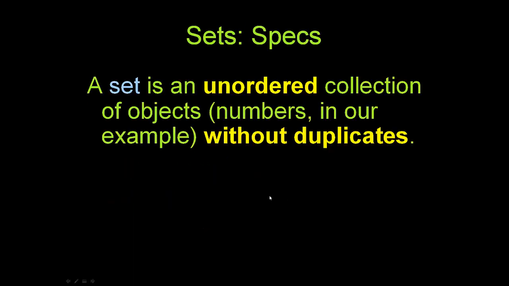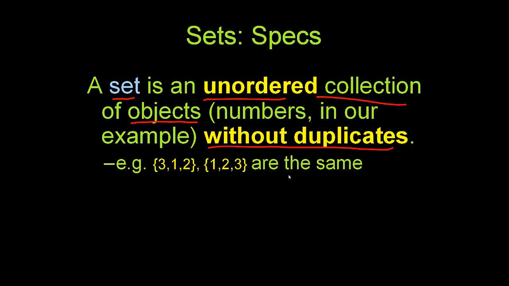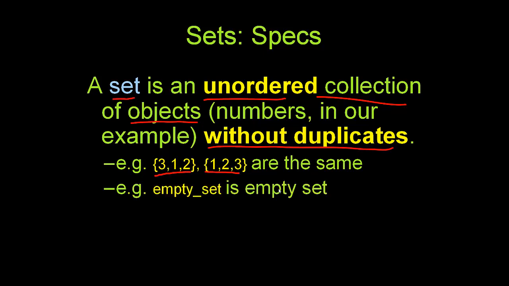Now, another example specification. A set is an unordered collection of objects. This is different from a list because a list is ordered, and a set does not have duplicates. A list can have duplicates. So for example, {3, 1, 2} and {1, 2, 3} are both sets. That is the same set. The empty set is the empty set. And {3, 3, 1, 2} is not a valid set.